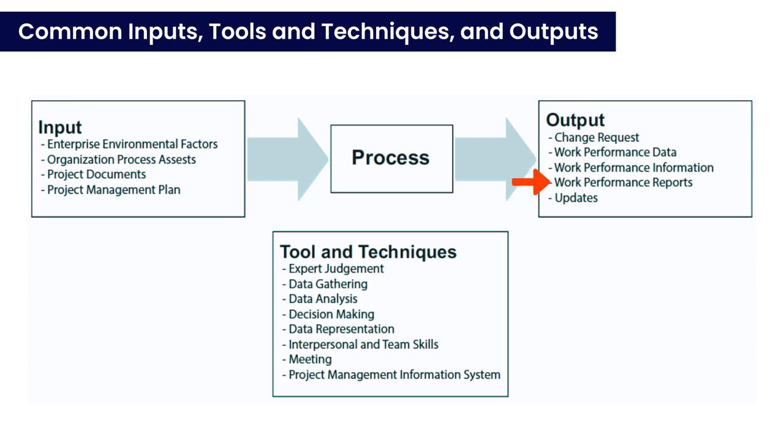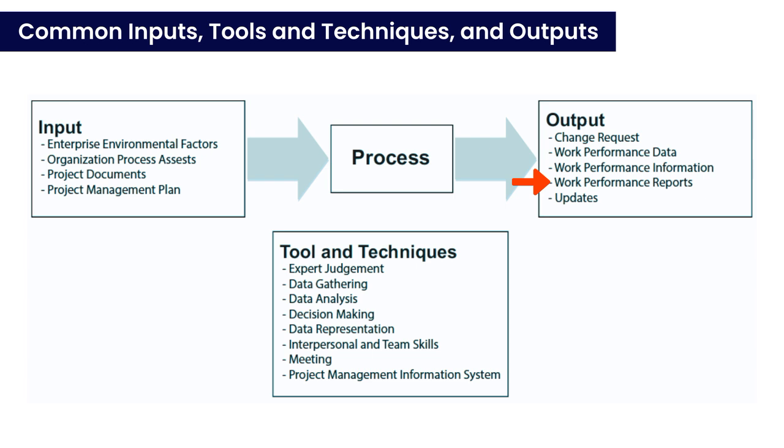Work performance report. A work performance report provides a comprehensive overview of the project's actual status. It consolidates all the work performance information into a single document, summarizing key aspects of the project's progress. This report typically combines insights from all monitoring and controlling processes. For example, a work performance report might state the project is on scope and on schedule but over budget.